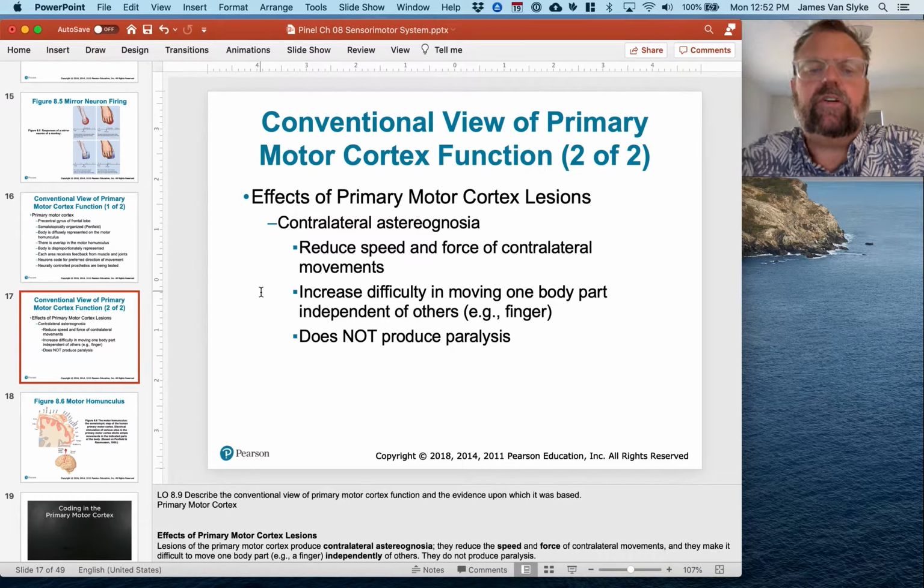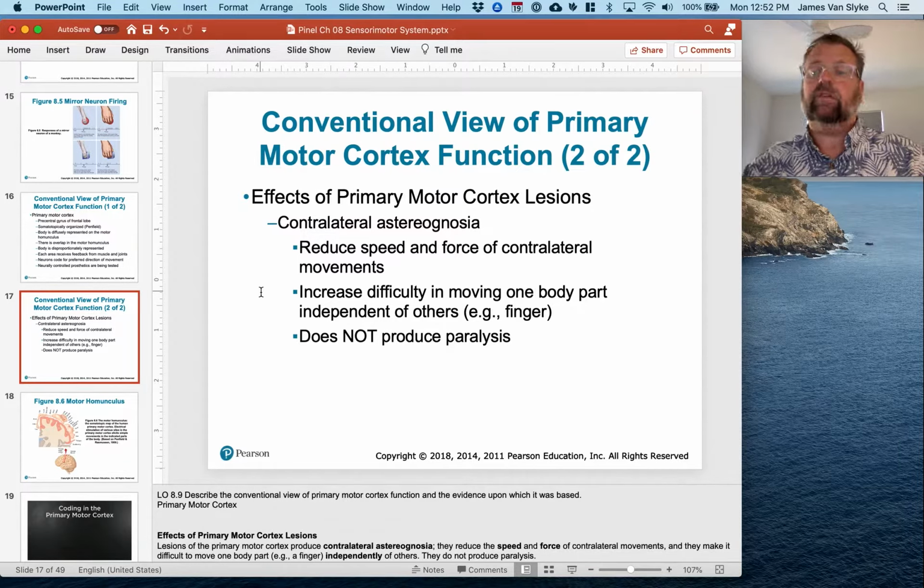So there are different kinds of problems you can have with primary motor cortex lesions. One is known as contralateral osteoagnosia. What this does is reduce the speed and force of contralateral movements. So it takes away from the strength, or the exertion of effort, that you would normally see from normally functioning motor output, and it decreases it. It takes away from the strength.